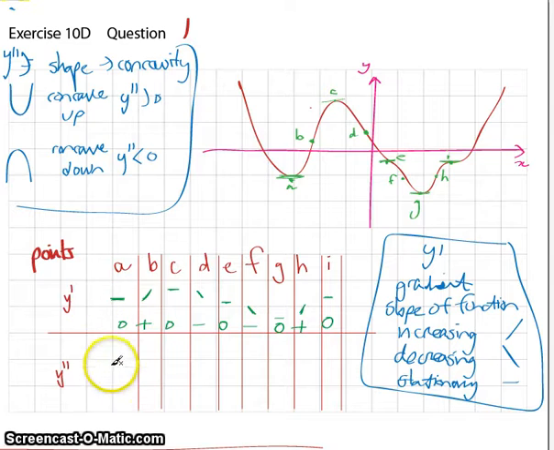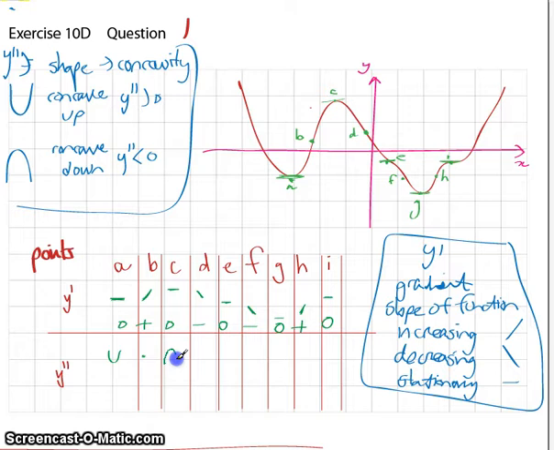Now for the second derivative, we're looking at shape, concavity shape. So for point A, you can see here that this is concave. It's the same as this picture here, so it's concave up. So I'm just going to do a little picture. B is where it's actually changing from one to the other, so it's flat there.